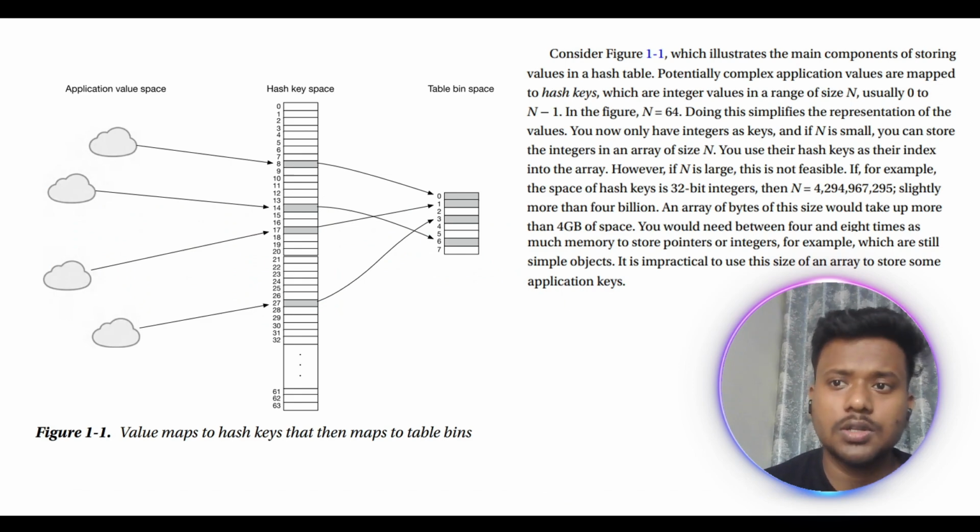Consider the figure, which illustrates the main components of storing values in a hash table. Potentially complex application values are mapped to hash keys, which are integer values in a range of size N, usually 0 to N minus 1. In the figure, N is equal to 64. Doing this simplifies the representation of the values. You now only have integers as keys, and if N is small, you can store the integers in an array of size N. You use their hash keys as their index into the array. However, if N is large, this is not feasible.